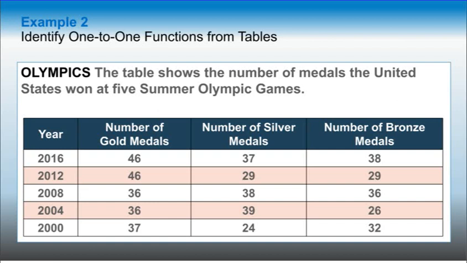Moving on to example 2, identify one-to-one functions from tables. So here it says the table shows the number of medals the United States won at 5 Summer Olympic Games. So you have the years over here, and then you have the number of gold medals, number of silver medals, and the number of bronze medals. So if you were comparing the number of gold medals with the year, you can determine if this is one-to-one. So that means the year matched up with the number of gold medals, and the number of gold medals matched up with the year.